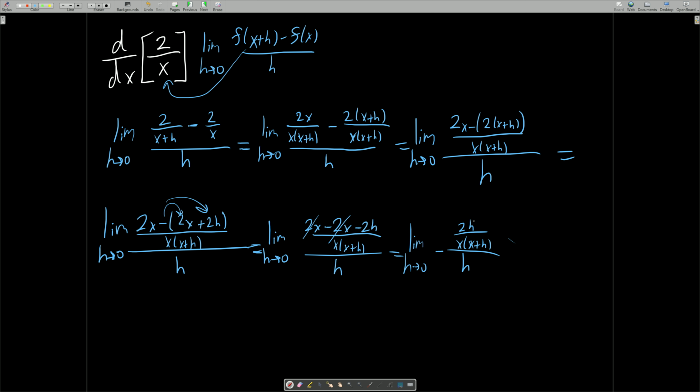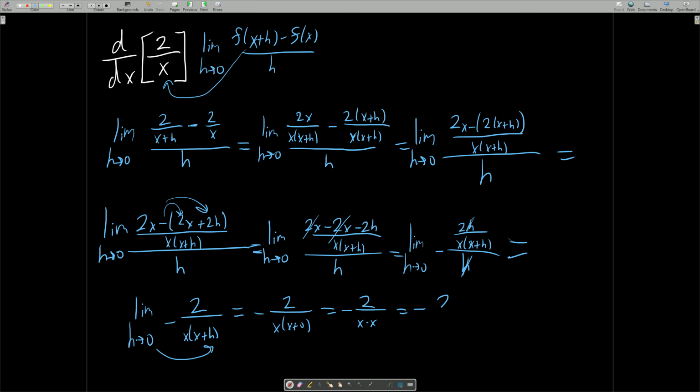And now these h's are going to cancel out because this h is in the denominator and this h is in the numerator. So you're going to be left with limit as h approaches 0, negative 2 over x times x plus h. Now you can finally substitute 0 for h. You get x times x plus 0. There's negative 2 over x times x. There's negative 2 over x squared. And that's the derivative of 2 over x.